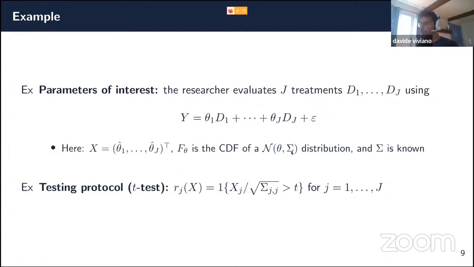Why a Gaussian? Because here we can use some sort of asymptotic approximation, or we can just assume for simplicity that epsilon is Gaussian. This assumption of Gaussianity is going to play a key role in our framework and is justified by asymptotic approximation. Now, the variance-covariance matrix will be assumed to be known.